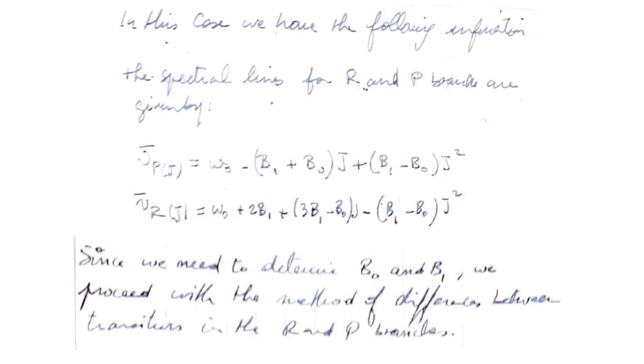So, yeah. What we've got to do is to know that the spectral lines, and probably this you will be given if it's needed, that the spectral line for the P branch is given with this relation when B is not the same for the two vibrational levels. So when there's B0 and B1, this looks like this, and the same thing for the R branch. So since we need to determine B0 and B1, we proceed with the method of differences that I just said.